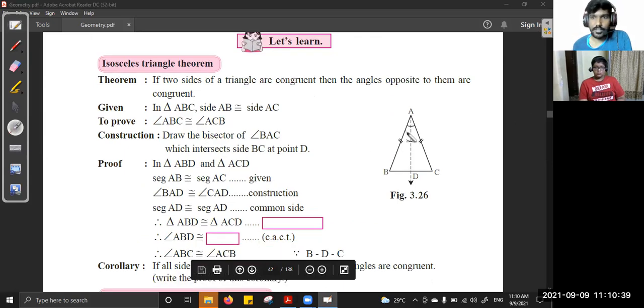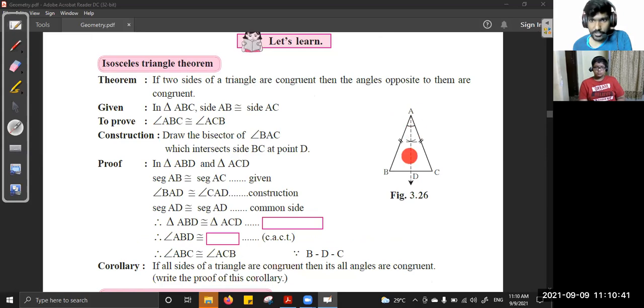Okay, first you see this, an angle bisector AD is drawn for angle A. So this AD is an angle bisector. Now, because of this angle bisector, your triangle is divided into two parts. The first is triangle ABD, and the second is triangle ACD.